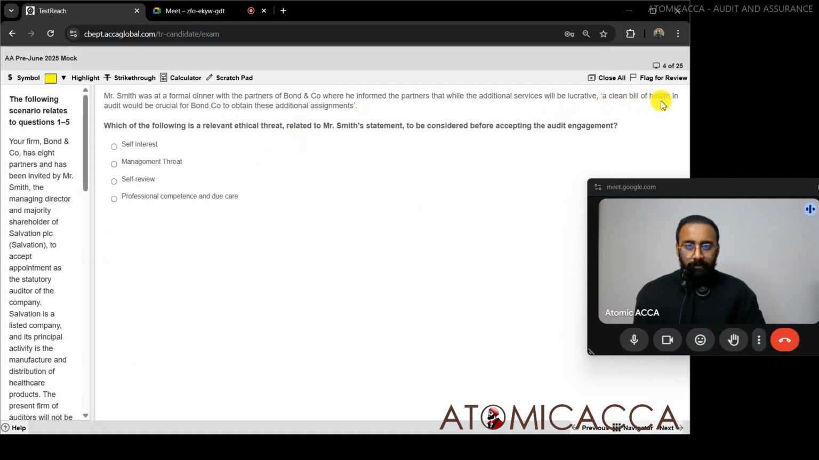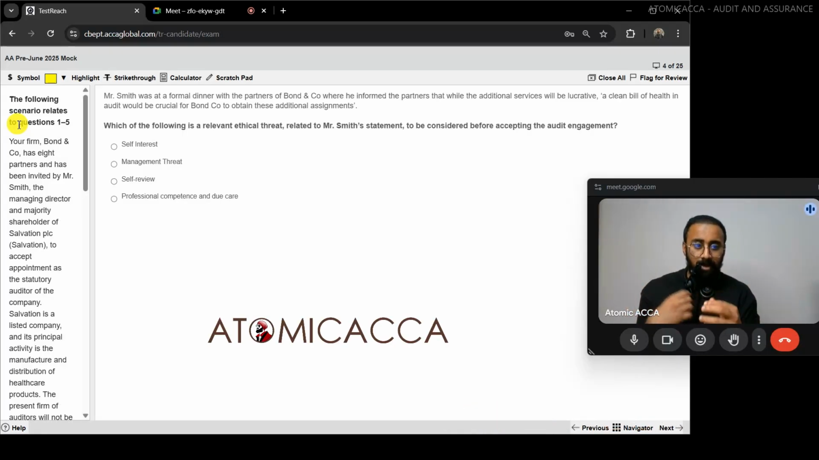A clean bill of health in the audit would be crucial for Bond and Company to obtain these additional assignments. Clean bill of health in the audit basically means the audit report should not say anything bad about the client company. It should say only the good things about client company. Even if some bad things are there, you should just close eyes to it and give an unqualified opinion. Okay, so unmodified report, unqualified opinion.